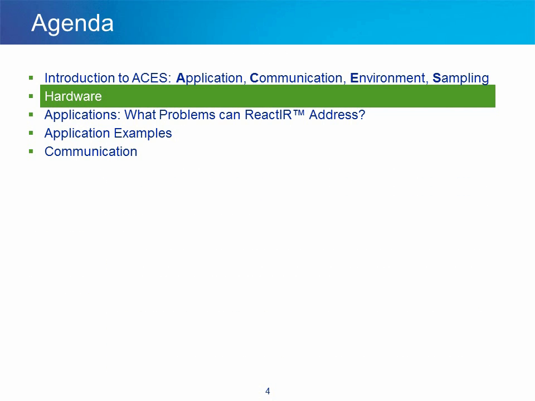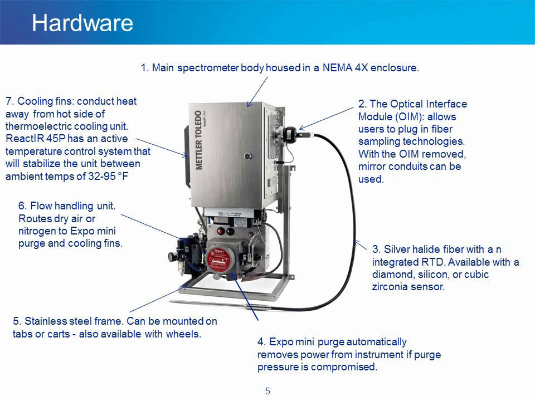Hardware. Let's look at some features of the hardware, beginning with number 1, which is the main spectrometer body. It's housed in a NEMA 4X enclosure. The overall height of the instrument with frame is 76 centimeters or 30 inches.